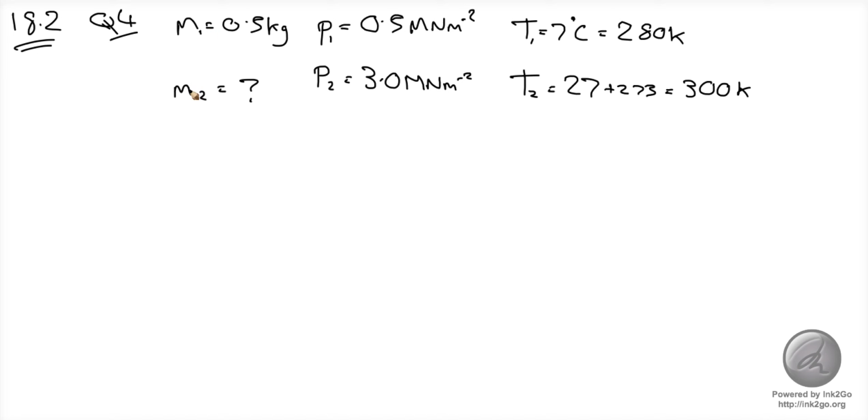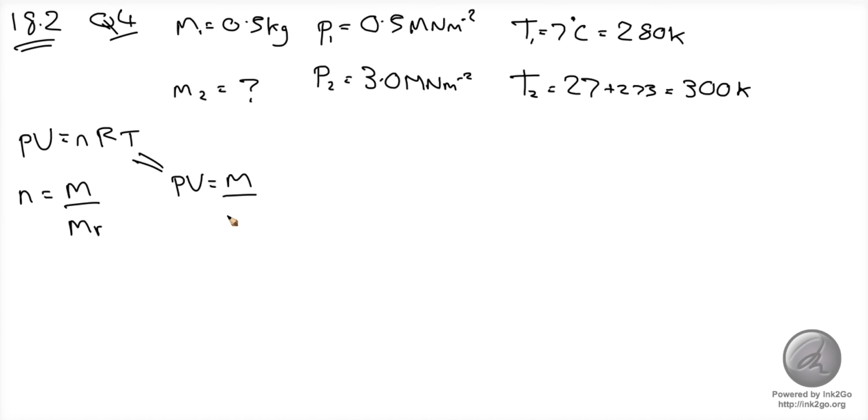Now the problem here is we've got masses, and what we really want is n's, because we want to use PV equals nRT. And we can't because we've got mass, and what we need is number of moles. However, we do know that the number of moles N is equal to the mass of the gas divided by the relative molecular mass of the gas. So we can replace N with M over Mr. So what we can do is we can rewrite this equation, PV equals mass over Mr RT.